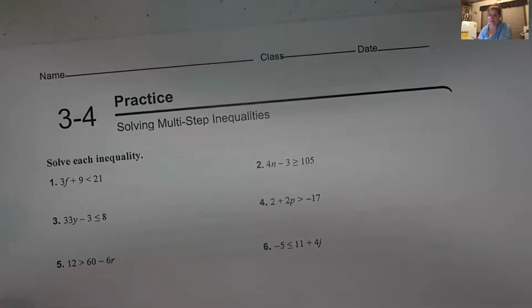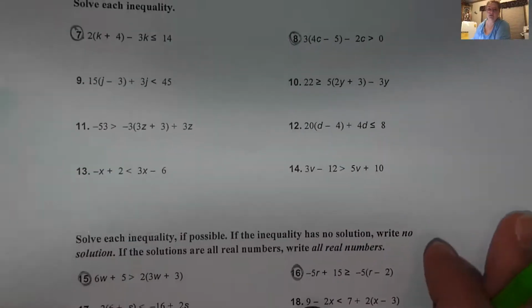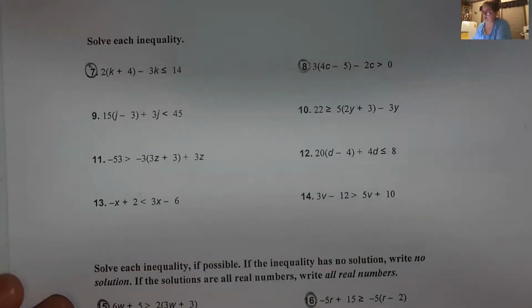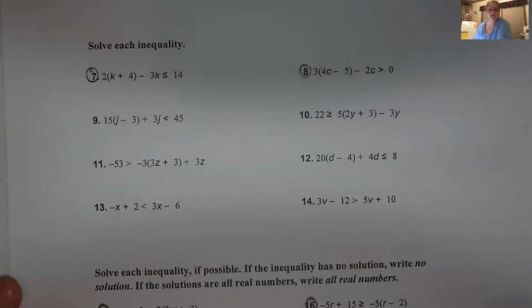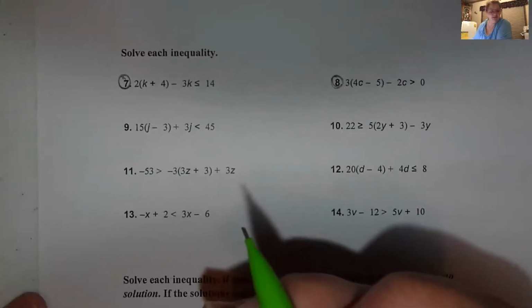No graphing in 3.4. You're just solving. Okay, but you still have to remember that if you multiply or divide by a negative number, you need to flip your sign. Okay, so you need to remember that. So we'll do a few together and then I will let you keep going. We're going to do 7 and 8 for sure. Okay, so we're just going to start solving. Okay, you can see pretty well.